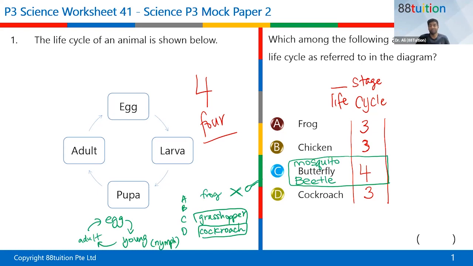But how many animals' life cycles do you know? I've already written beetles, mosquitoes, chicken, frog. Chicken. Chicken is there. I want something that is not on the screen right now. Cockroach is there on the screen.